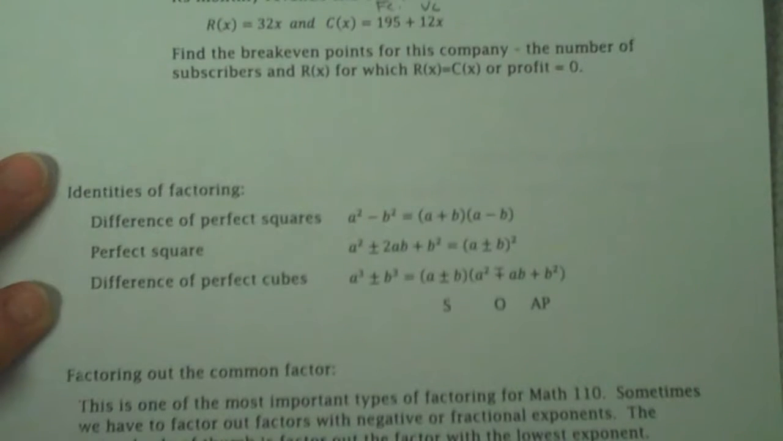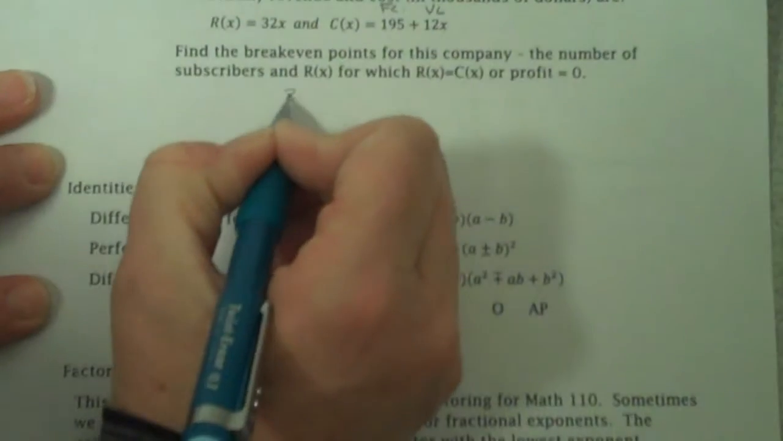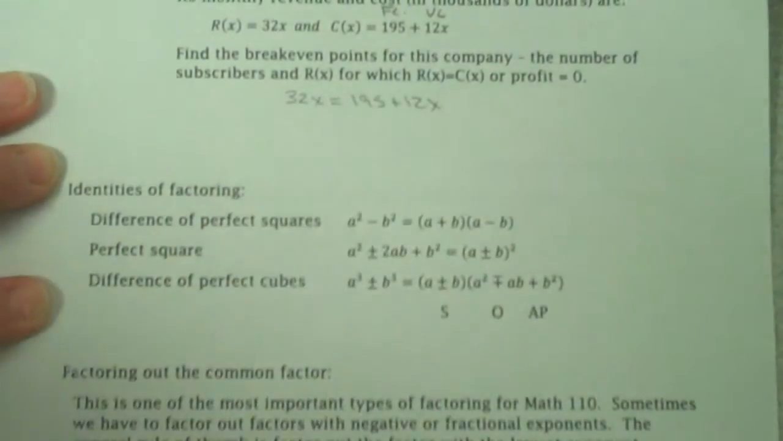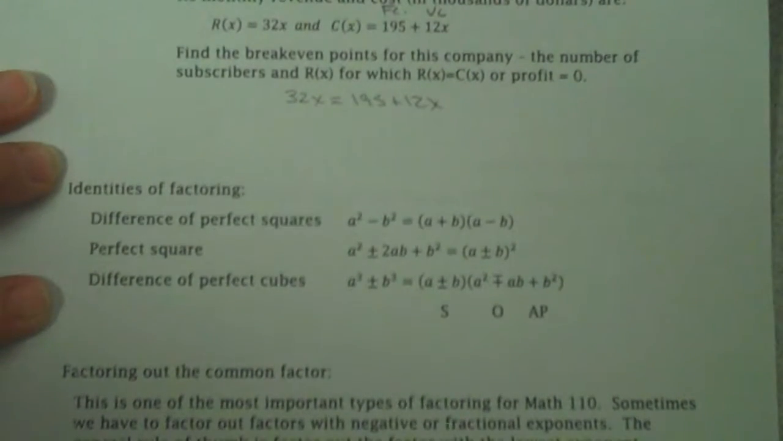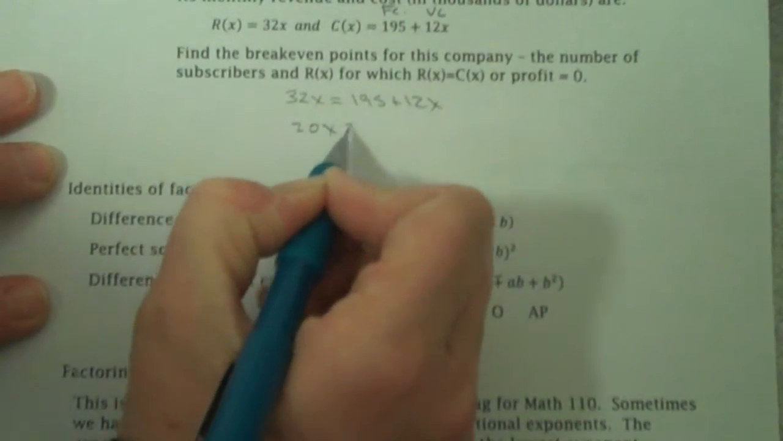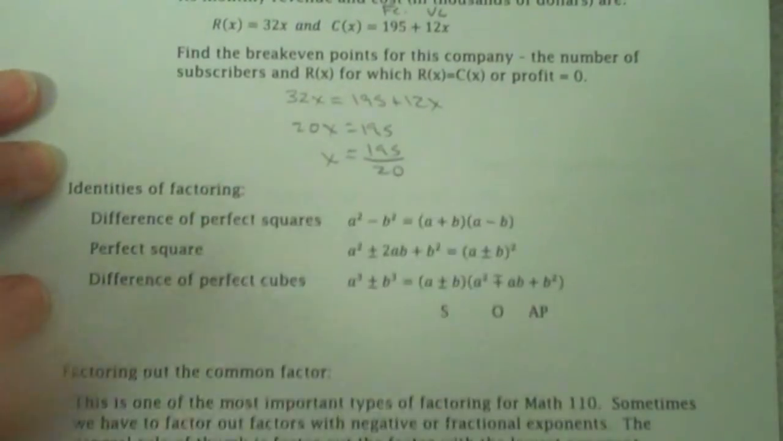So we won't have broken even if we don't make anything, because our revenue will be 0 and our cost would still be $195. So we want to find that magic number that makes revenue and cost equal to each other. And in this simple situation, since they're both linear, it would look like this algebraically. We'd say 32x equals 195 plus 12x. We'd subtract 12x from both sides. And then we divide 195 by 20.